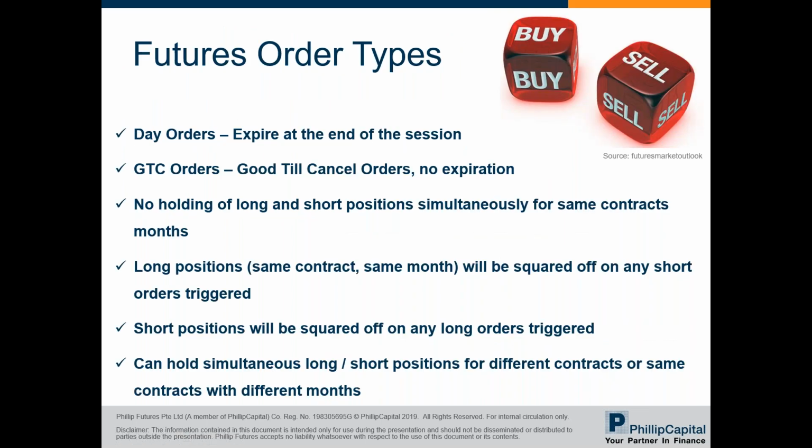So futures order types. Obviously there's market order, and then you have day orders and GTC orders. Day orders expire at the end of the session. So if, let's say, the session is 6 a.m. to 5 a.m., if your day orders were not triggered at 5 a.m., they'll expire.